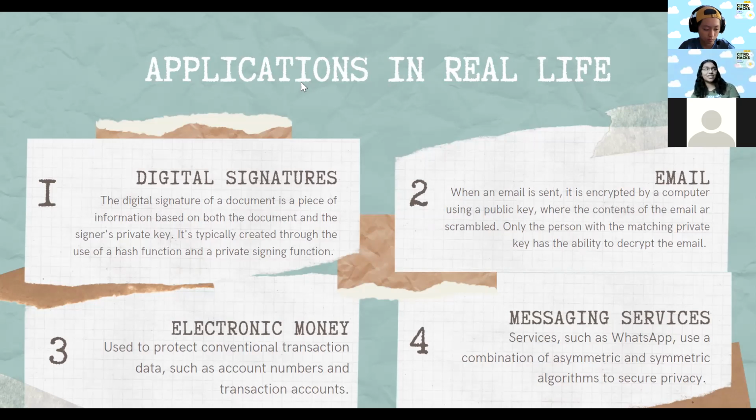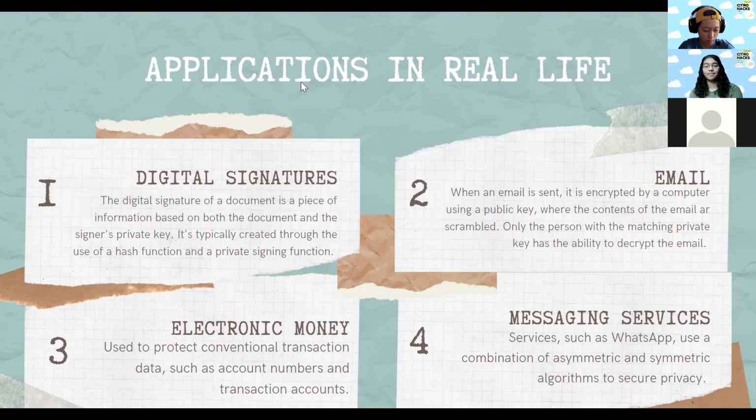The third is electronic money. This is where Bitcoin is sort of related, where a lot of different algorithms are used to protect conventional transaction account numbers, such as your credit card numbers and different types of transaction holdings that you have.